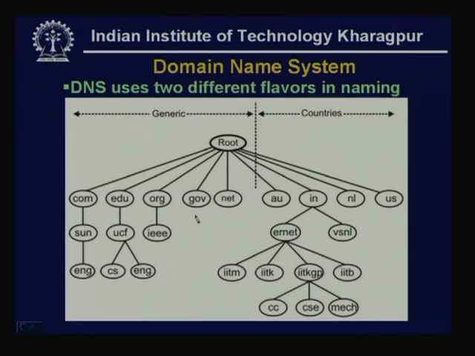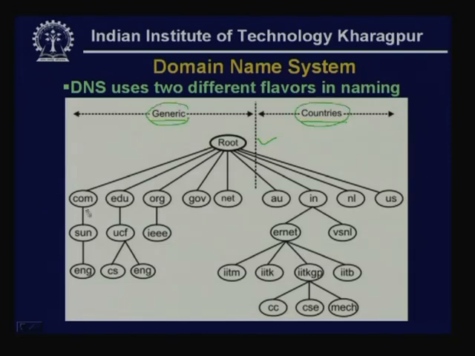As you can see, there are two flavors of naming systems. One is generic, another is based on country. Generic is say COM, which is assigned to communication companies, EDU for educational institutions, ORG for different organizations like IEEE, GOV for government organizations, NET for network companies. On the other hand, AU for Australia, IN for India, US for USA, it is based on the country names. So, this is your root domain, and under the root domain you have got several subdomains. It can be based on generic or country based.